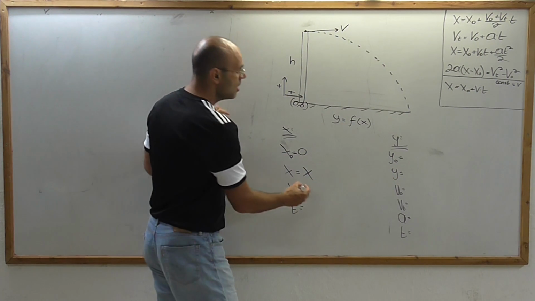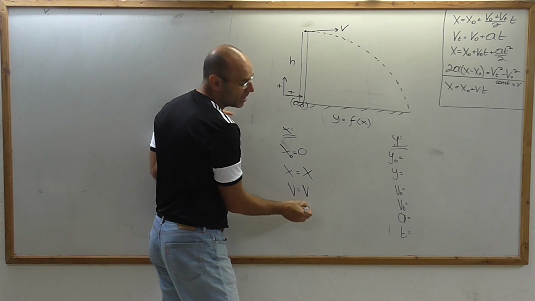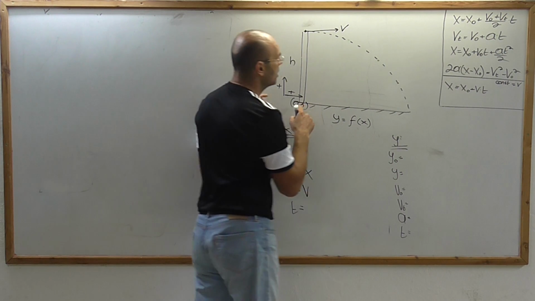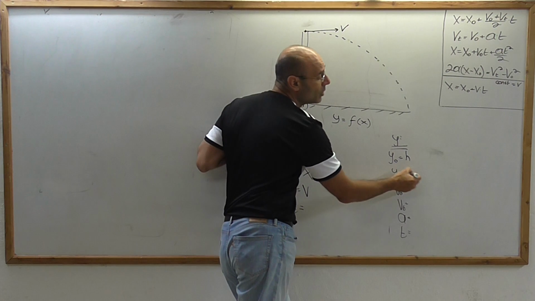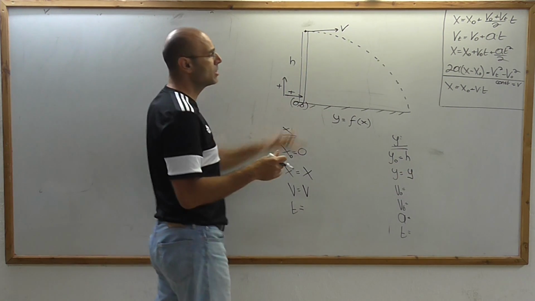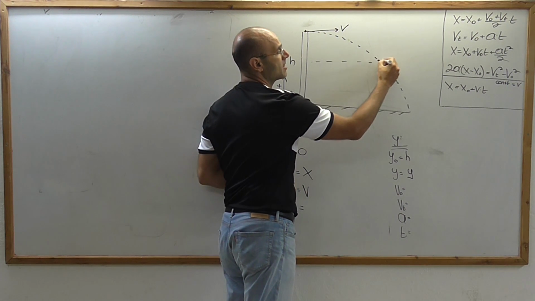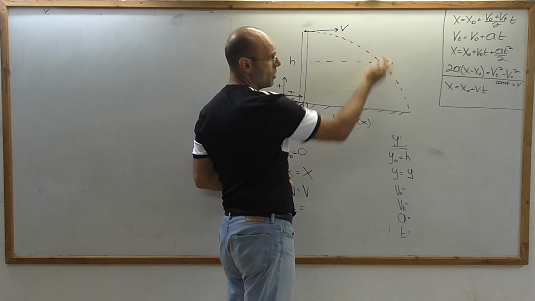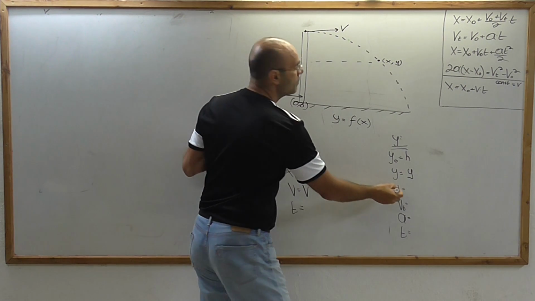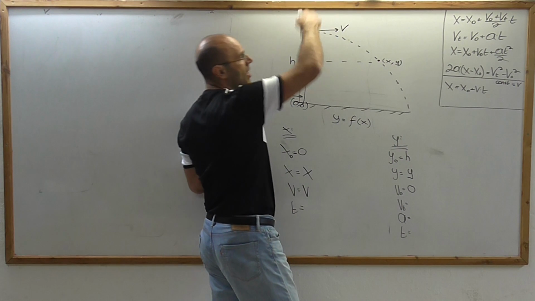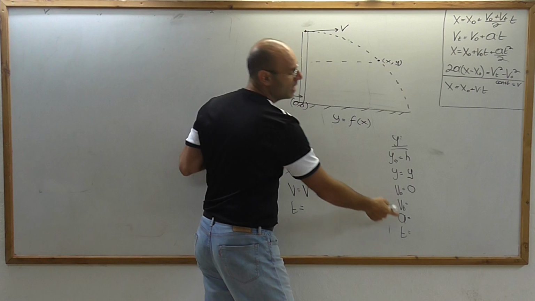So x is x. V is v. With letters we'll do it. And t, I don't know. Y0, it started here with h. Y final, I don't know, it's y. I call it y because when, for example, it reaches this place, it did some x, and the height will be a certain y. V0 is 0 because in the y-axis it didn't have any velocity. V final here, I don't know.